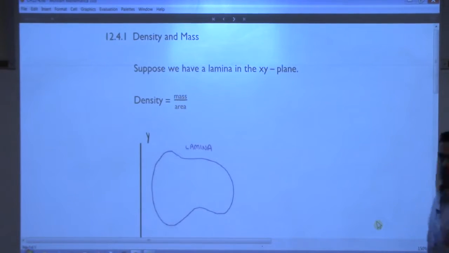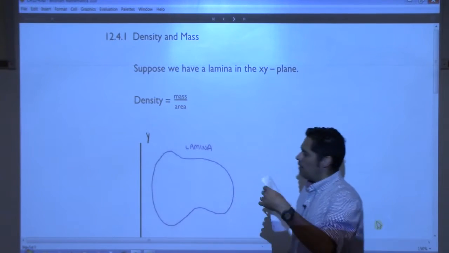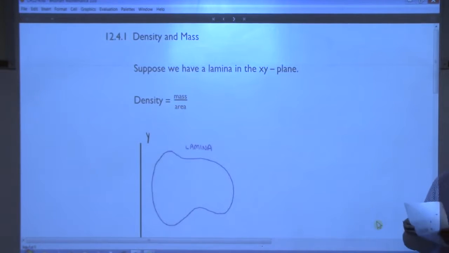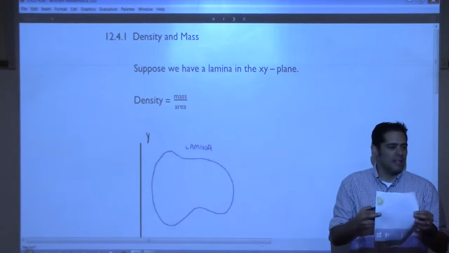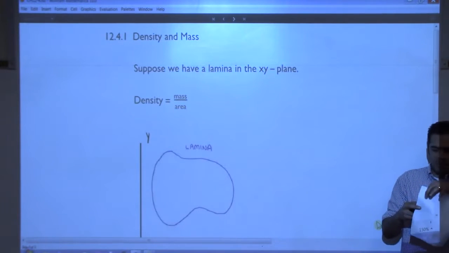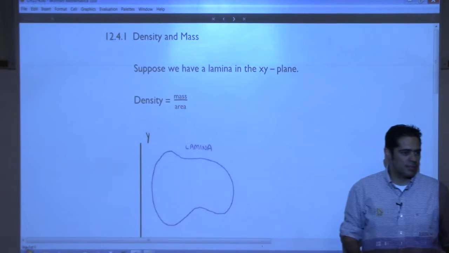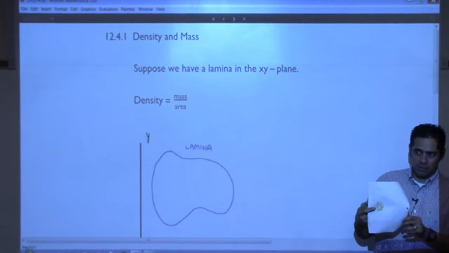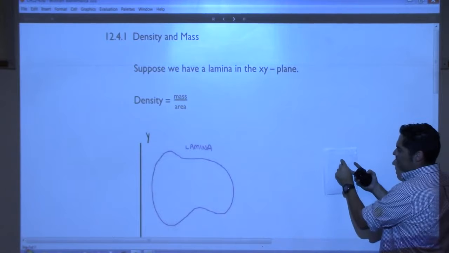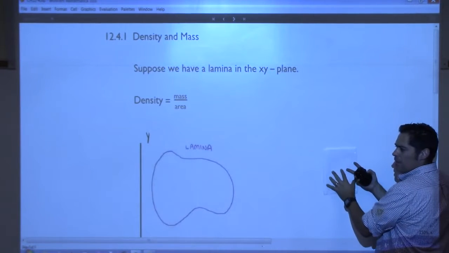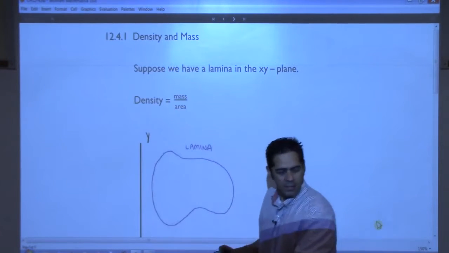Suppose you have a lamina. A lamina is like a 2-dimensional sheet, a piece of paper. That's a lamina. And it has some weird shape to it. Here it is. And then the density at every point, right? Remember, density is mass divided by area in this case, because it's 2-dimensional. So what you're trying to do is figure out what the density is at each point, and then you can ask questions like, well, what's the mass of this thing? Okay, what is its mass?